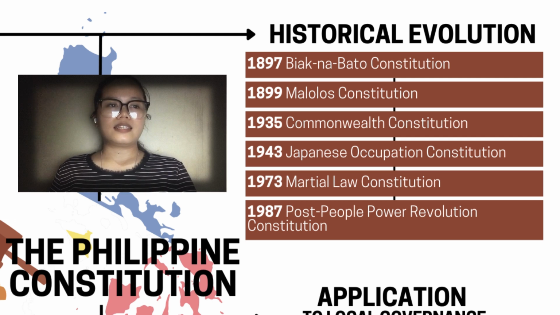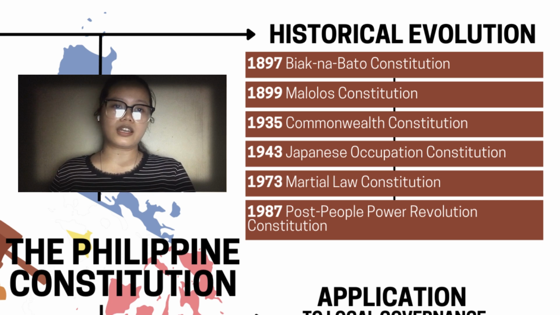Next is the 1899 Malolos Constitution. It is the first official Philippine constitution and the first republican constitution in Asia. In 1899, the Malolos Constitution was drafted and adopted by the First Philippine Republic, which lasted from 1899 to 1901 under President Emilio Aguinaldo, and was the first attempt at establishing a democratic government after the country declared independence from Spain.